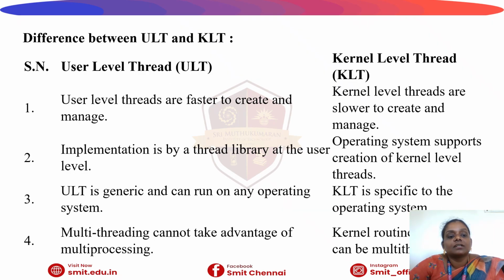Difference between user level and kernel level threads. User level is faster; kernel level is slower. User level threads are implemented by the thread library, and only the thread library knows about them. Kernel level threads have operating system support. User level threads are generic and can run on any operating system. Kernel level threads are specific to the operating system. Multi-thread user level cannot take advantage of multiprocessing, while kernel routines can be used in multi-thread.